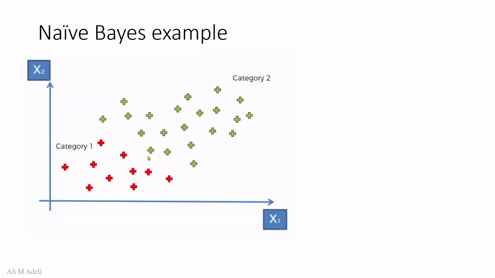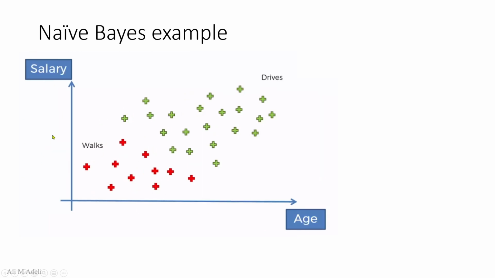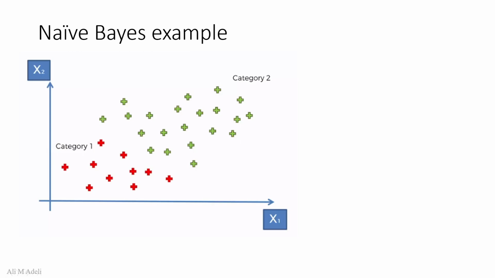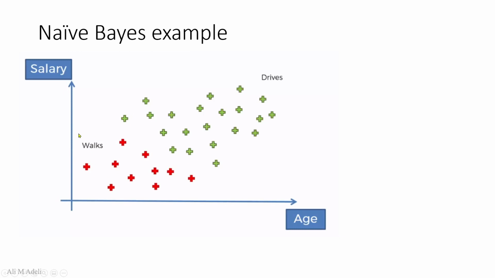Okay. So let's say, again, we have two categories, outcome classes, and we have some observations that are just plotted on this graph here. To give a more concrete example, let's call these people that walk, and these are people that drive to work, and here we have salary and age. It's X1 and X2, salary and age. These walk, these drive. So now how does the Naive-Bayes classifier work?